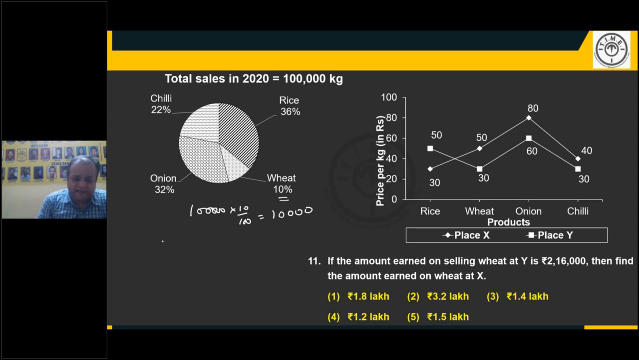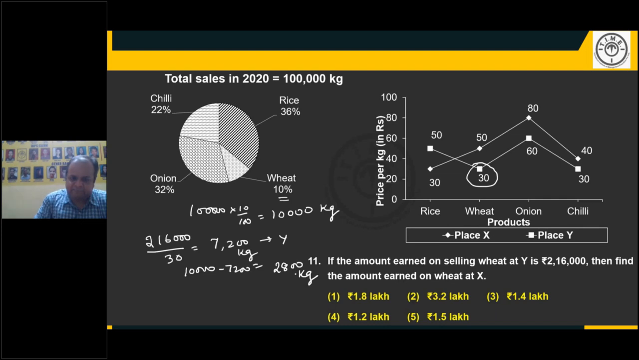Now see, in place Y, the total amount we are getting is 2,16,000. And what is the price of wheat at place Y? Price of wheat at place Y is 30 per kg, correct? So if we divide it by 30, we'll get the quantity. So which means 7,200 kg is at place Y, right? This is total wheat. Now, if I subtract 7,200 from 10,000, I'll get 2,800. This is 2,800 kg at place X.